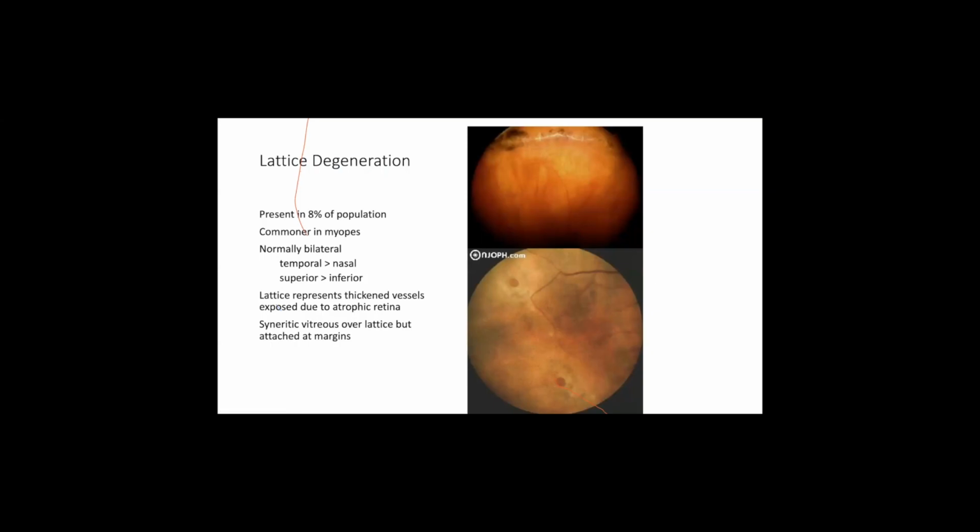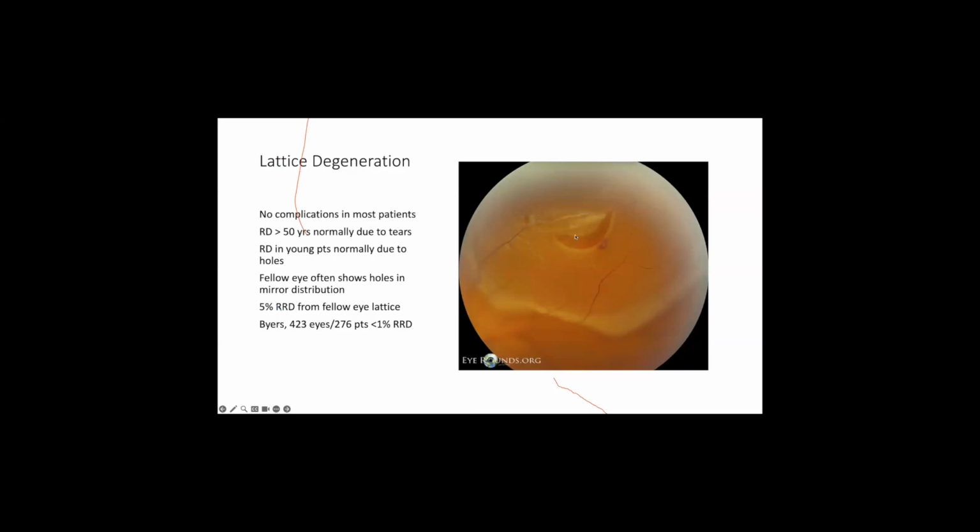With regards to things that can cause a retinal detachment or are risks for retinal detachment, there are quite a lot of them. Lattice degeneration is present in 8% of the population and commoner in myopes. Like I said, normally lattice degeneration is concentric and not radial like you get in Stickler. It represents thickened vessels which are exposed due to atrophic retina. Because you have syneretic vitreous over the lattice, it can cause breaks or holes. If the hole is full thickness and is operculated, or if there's just a hole, then you know that there's no traction on the retina. And the thing that causes the problem is traction.